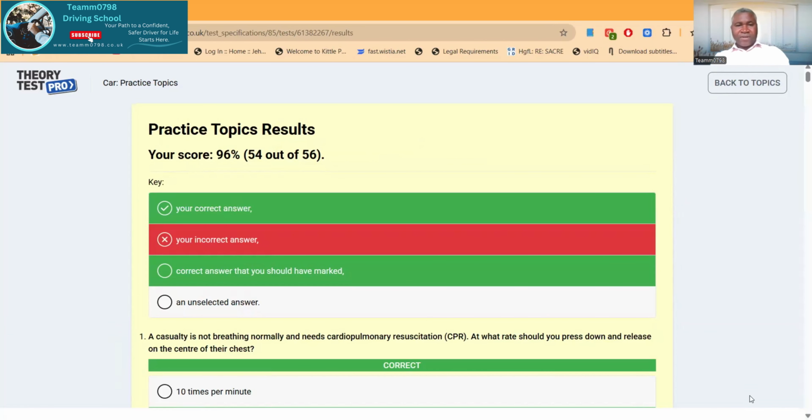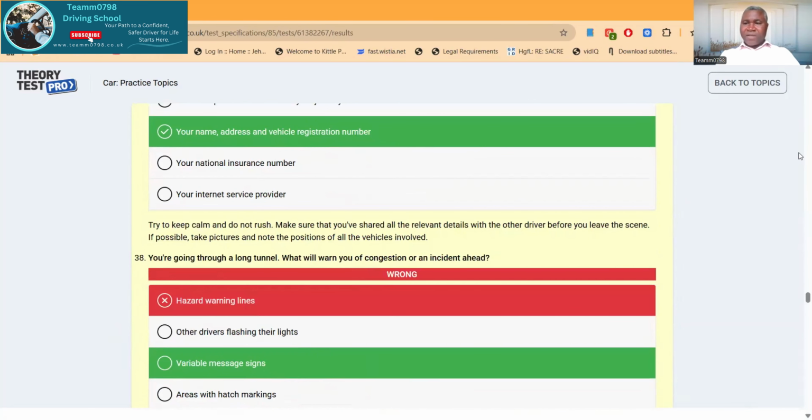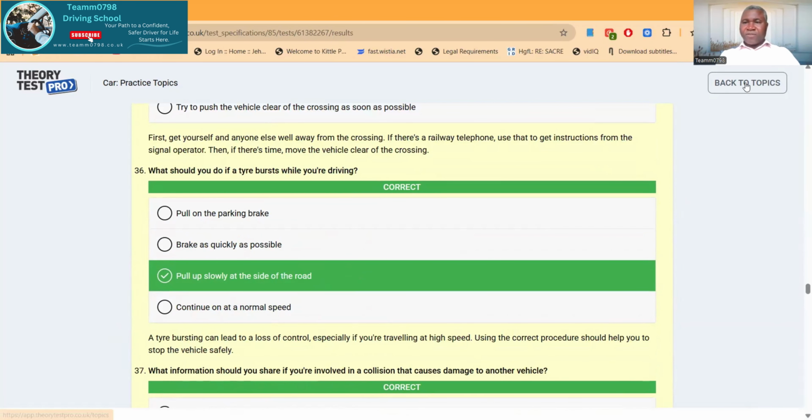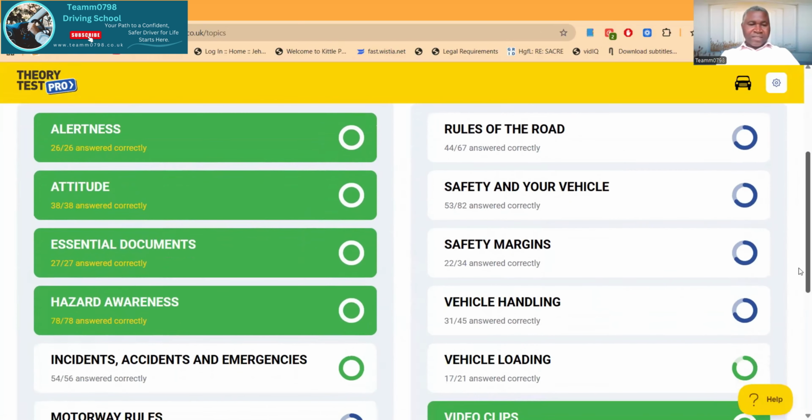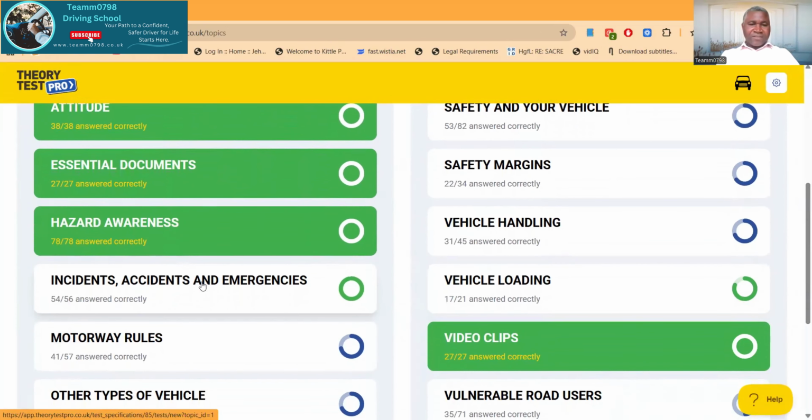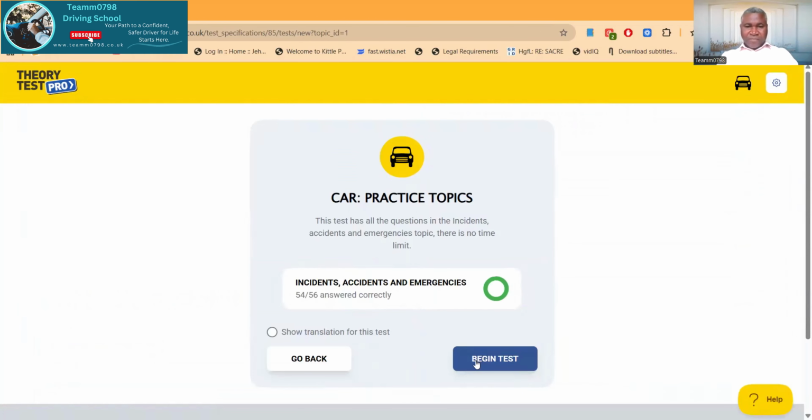Okay, so we got 54 out of 56. So let's visit those two questions that we got wrong. So back to topics, and then we go back to the question again, incidents. It's not green because we have not answered all of them correctly. So we go back to answer those two. Begin.